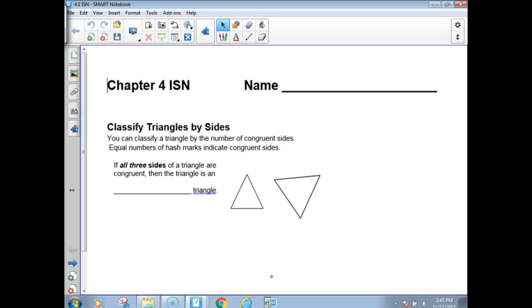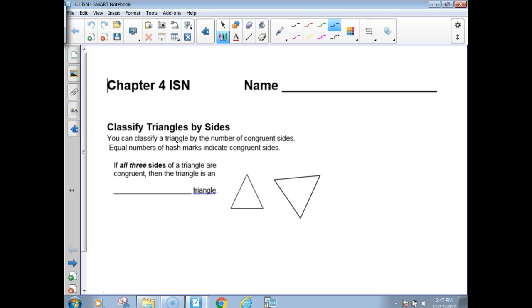All right, you just got your chapter for ISN, and you got your packet for today on classifying triangles. We're going to start off with the notes in our ISN, and then we'll be able to do the packet. Classifying triangles by their sides.